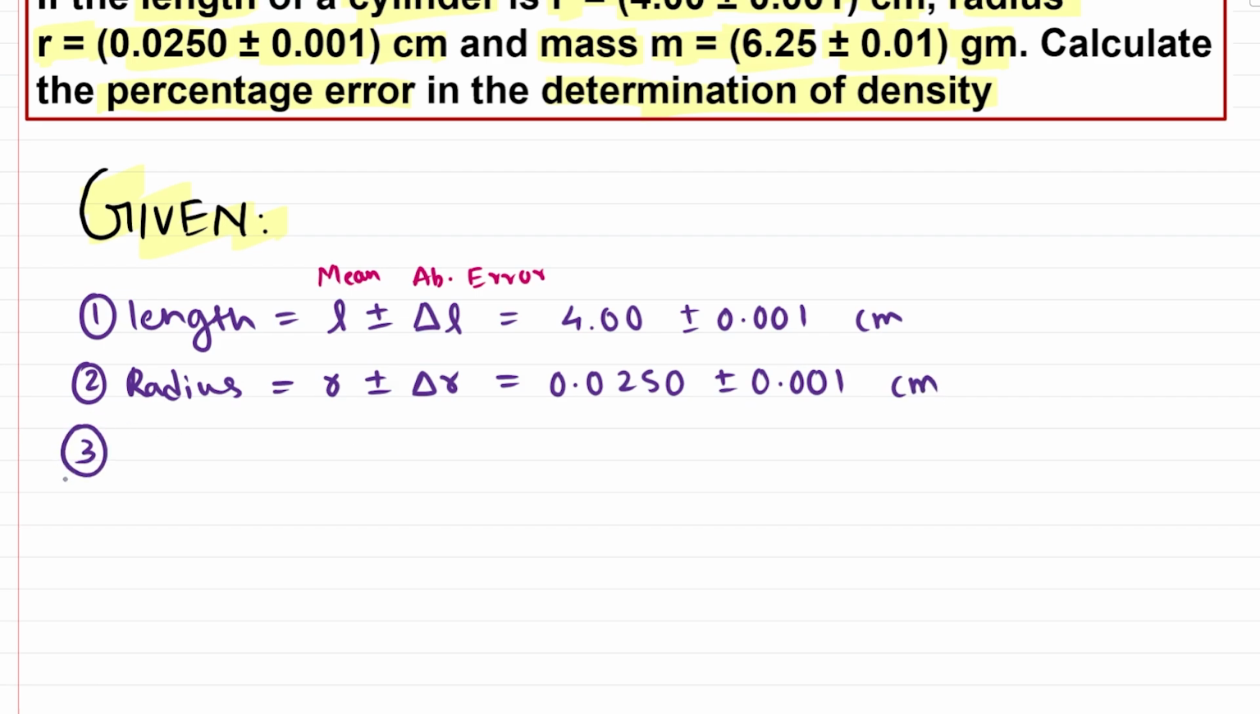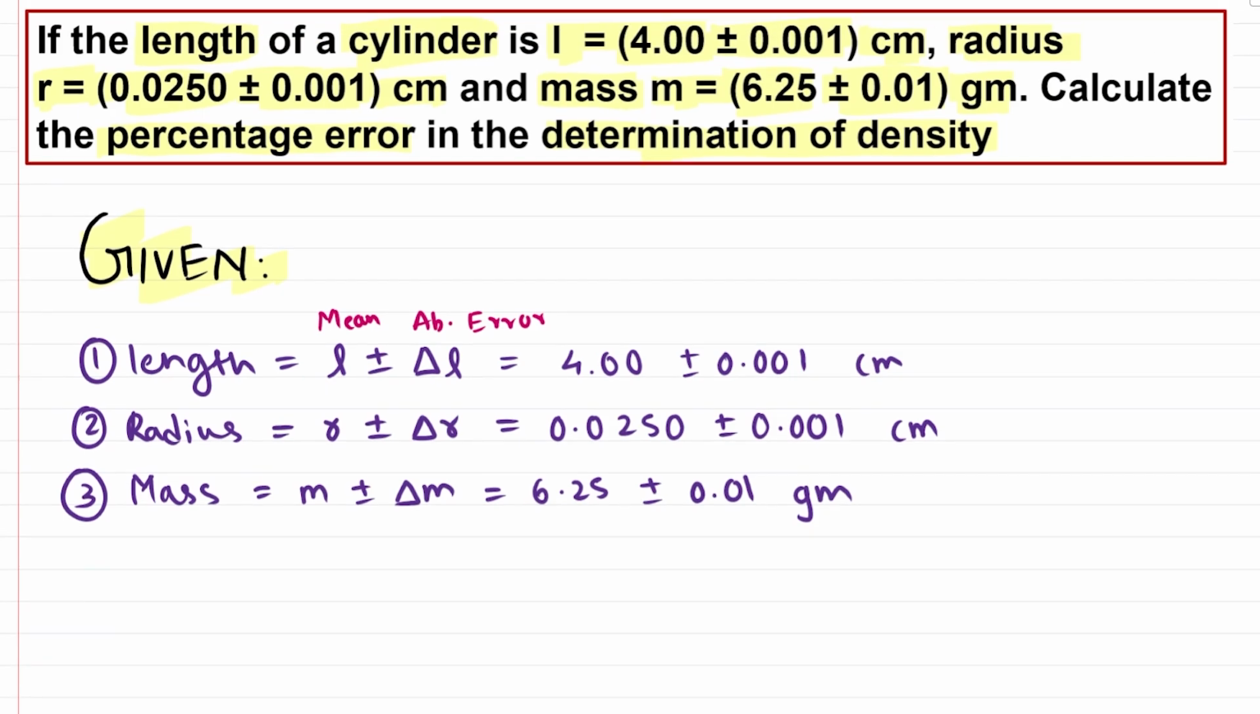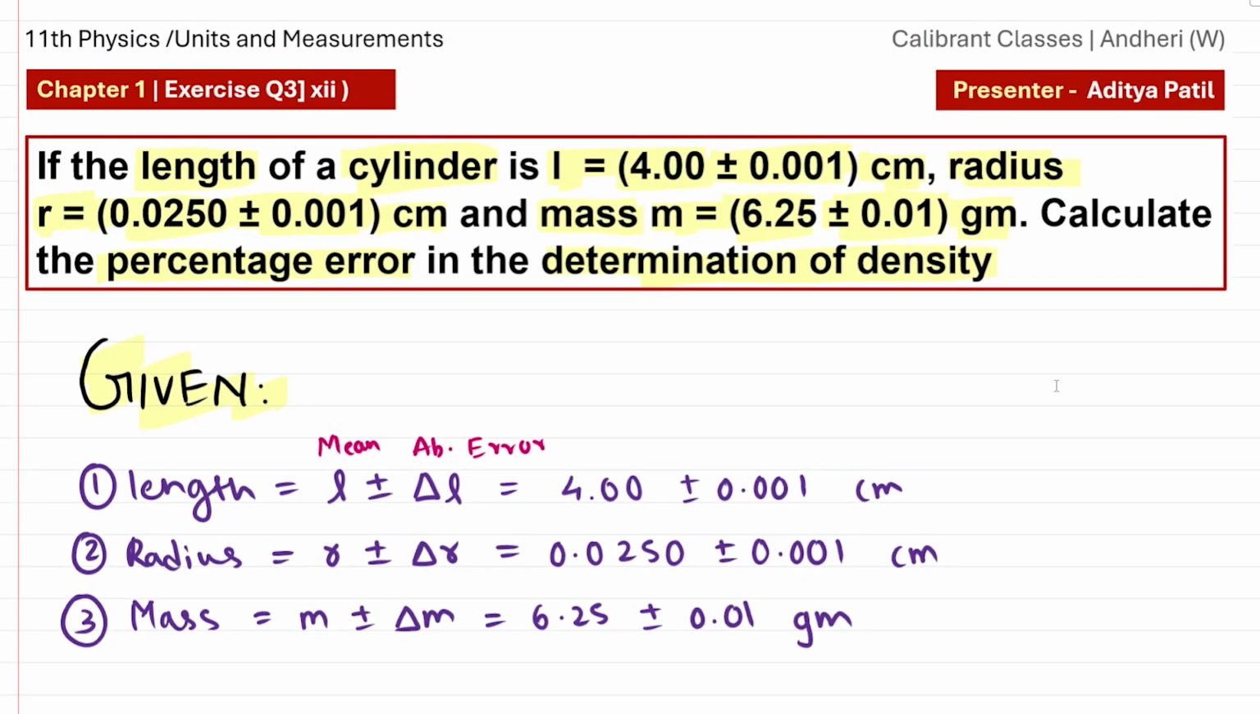And the third and final quantity is the mass of the cylinder, which is also expressed in a similar format, that is M plus minus delta M, where M is the mean value of the mass and plus minus delta M is the absolute error in the measurement of the mass, and the measurements are 6.25 plus minus 0.01 and the units are grams. Apart from this, there is no other given data in the question.